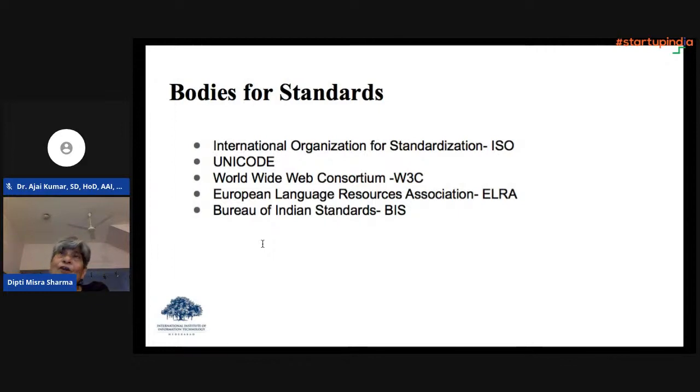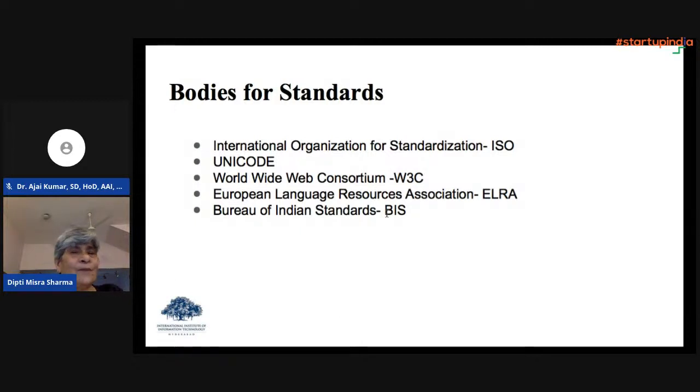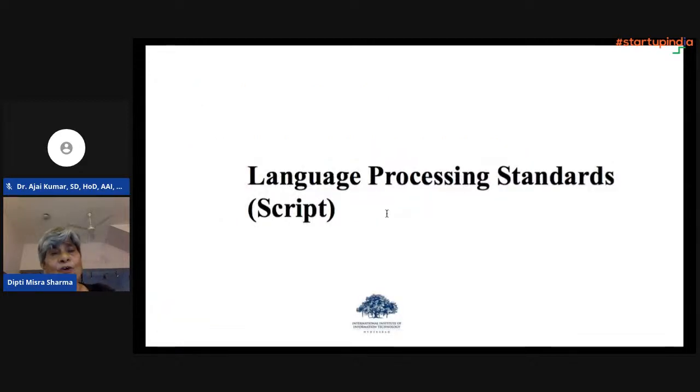Now, when one talks of standards, standards always have an official or formal route. So there are bodies which recognize and accept, and that's when a proposal becomes a standard to be used. So these are some international and national standards bodies, and the Bureau of Indian Standards, in fact, has a language technology wing which is working towards developing standards for Indian language technology needs.